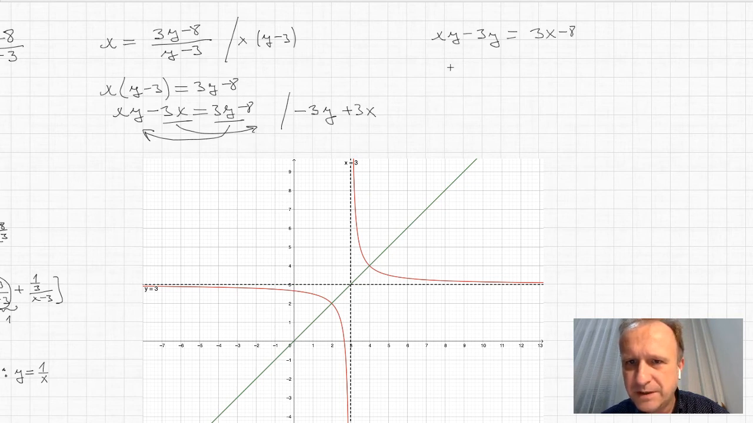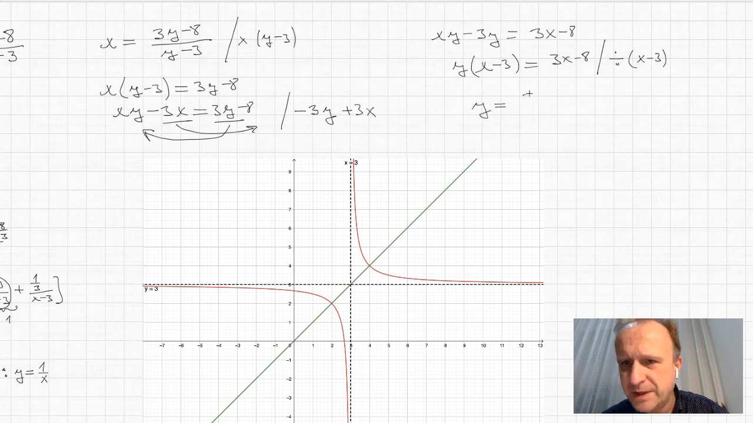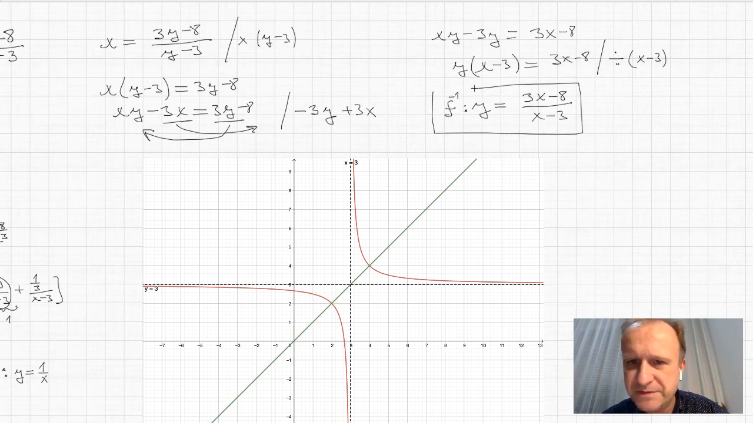Now let me take y out in front of brackets. So it's y times (x minus 3) equals 3x minus 8. And now let me divide finally by x minus 3. And I obtain the answer y equals (3x minus 8) over (x minus 3). Remember, this is the function f inverse. So this is the formula of the inverse function to the function f itself.